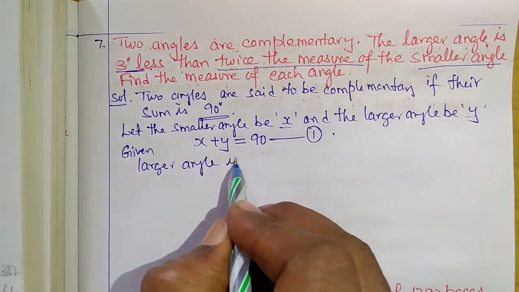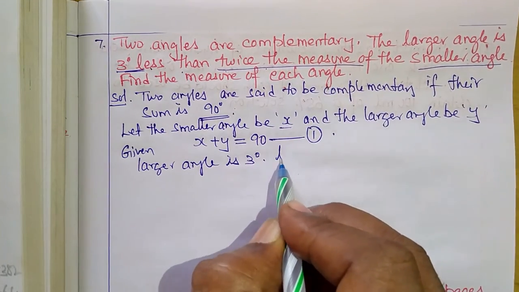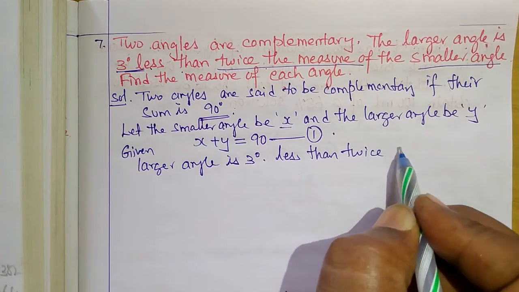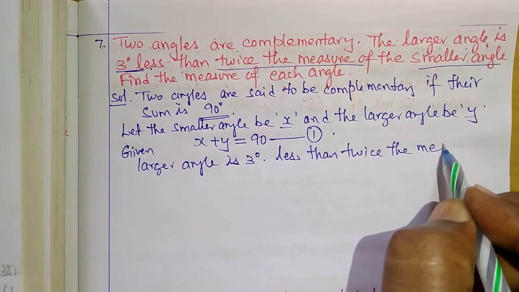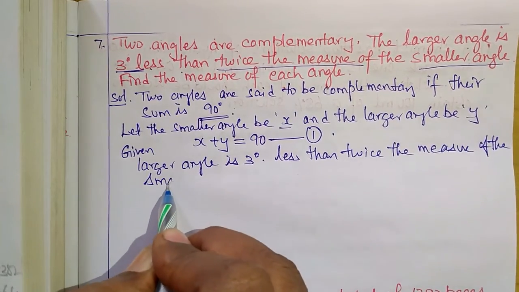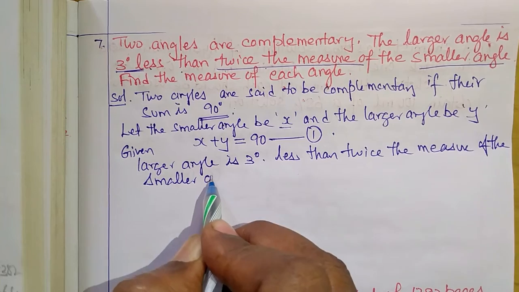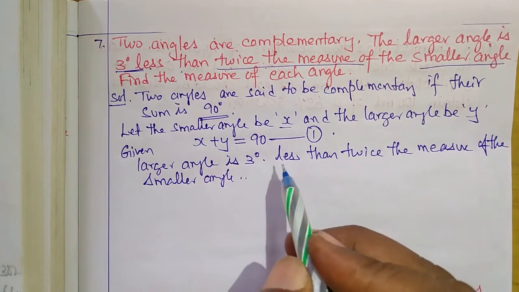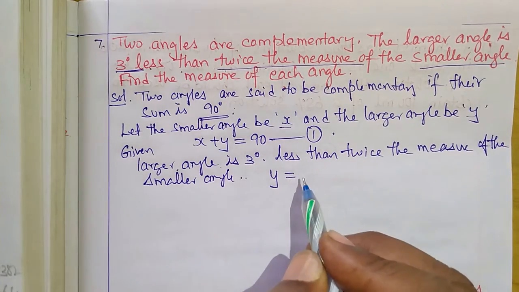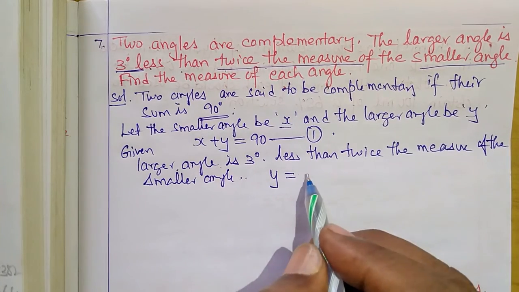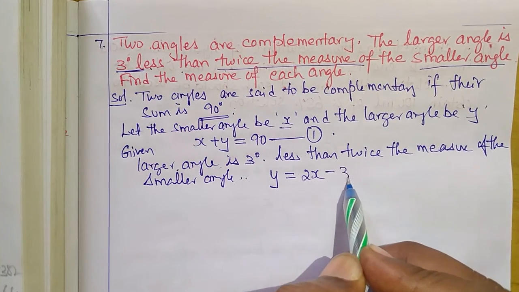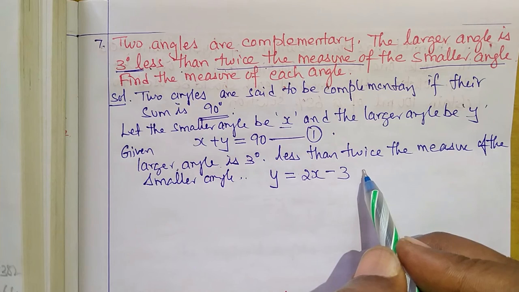The larger angle is 3 degrees less than twice the measure of the smaller angle. In the exam we have to write all the steps, therefore I am telling it. Understand? See, the larger angle, what is the larger angle? y. This is 3 degrees less than twice the measure of the smaller angle, which is 2x minus 3. So this is our equation 2.